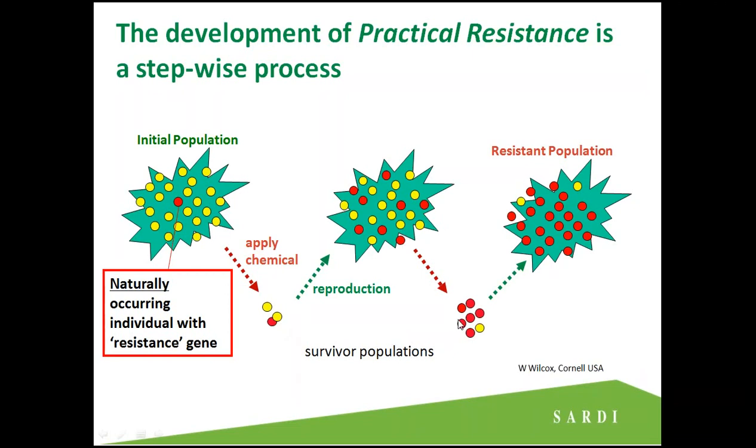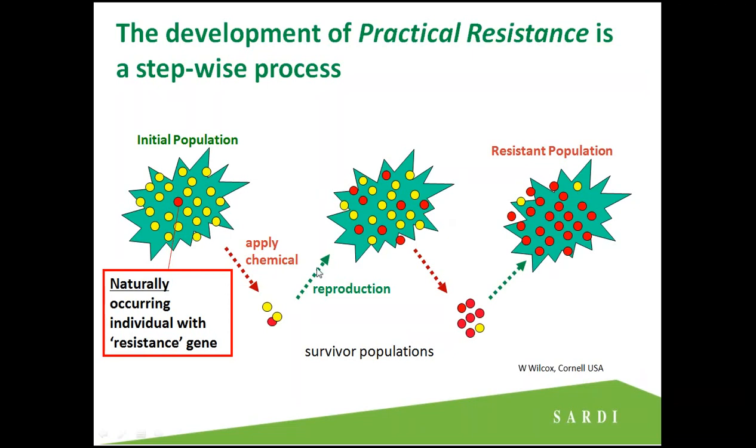The chemical is then applied again. Again, the chemical knocks off a lot of the sensitive individuals. However, the resistant individuals still survive. They then reproduce, and eventually the resistant population is where we have an abundance of the resistant individuals in that population, and this is what we may see as resistance in the field.